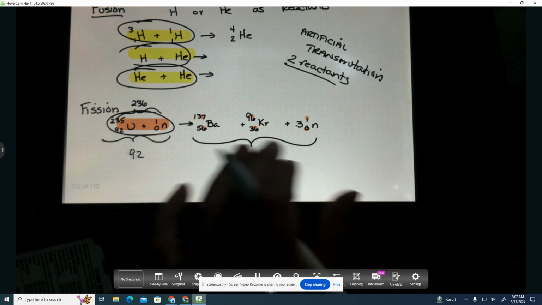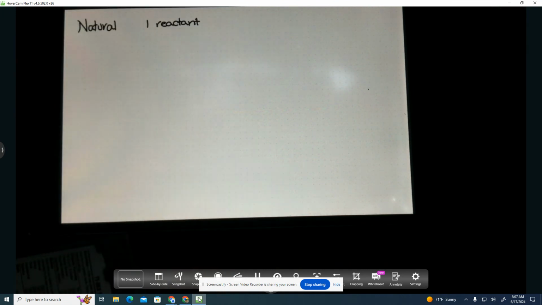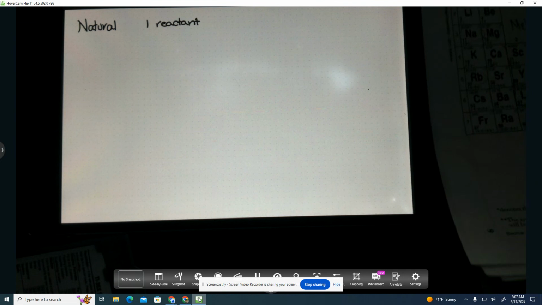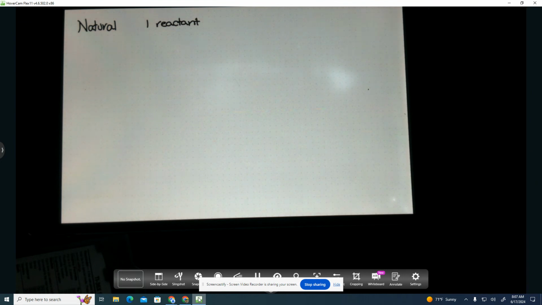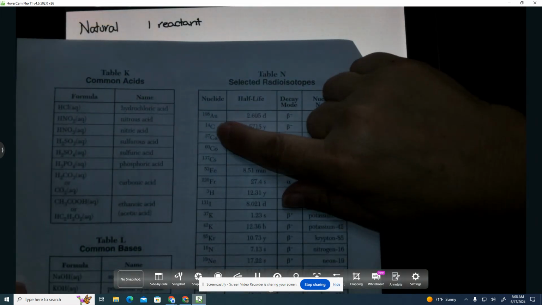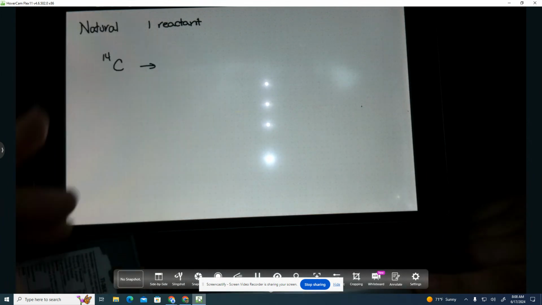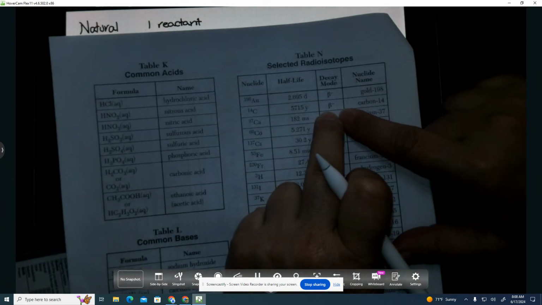If we are talking about natural transmutation, that's what you were talking about before. With a natural transmutation, you're going to have one reactant, and it is going to happen without the help of a human. It is naturally happening. So we can go to anything on Table N. Okay, let's say carbon 14. Carbon 14 will be my reactant. It will give off a beta particle.